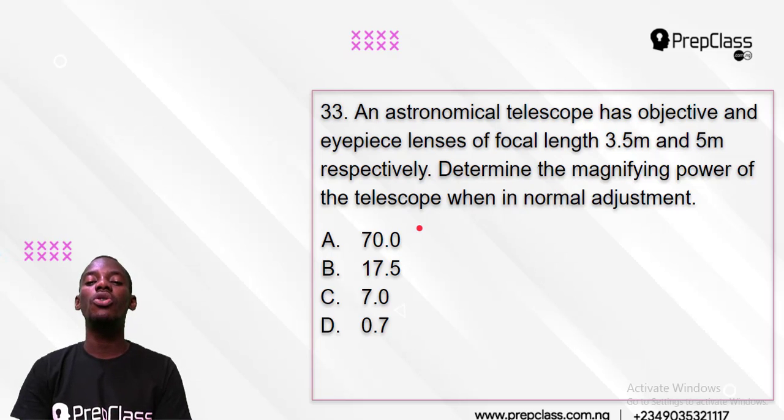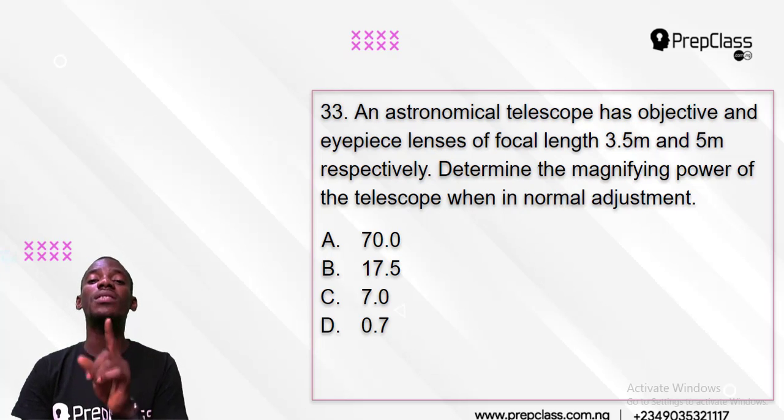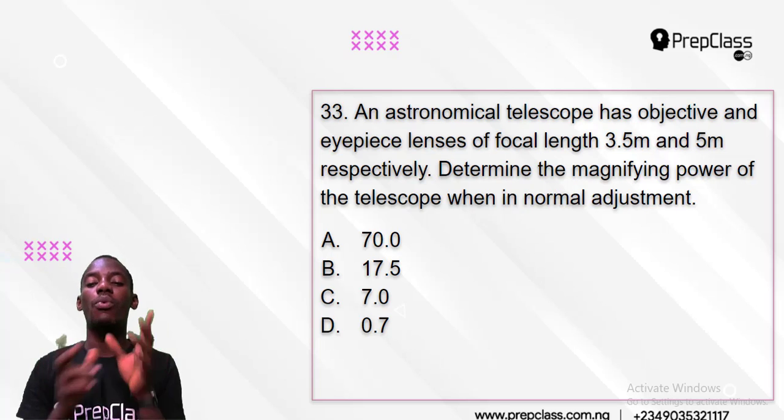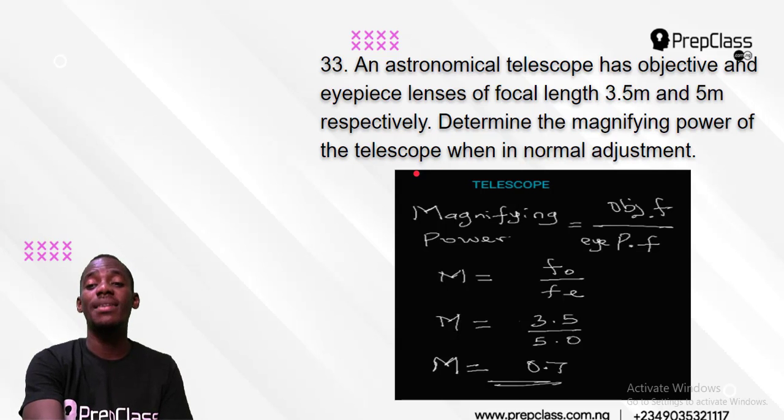An astronomical telescope has objective and eyepiece lengths of focal length 3.5 meter and 5 meter respectively. Determine the magnifying power of the telescope when in normal adjustment. Now this is an astronomical telescope, and one thing that we know about it is that it has 2 lenses, right? One of the lenses is the objective lens, and the second one is the eyepiece lens.